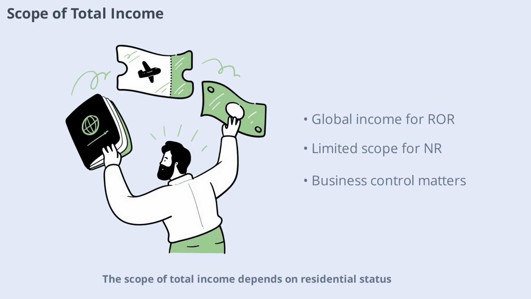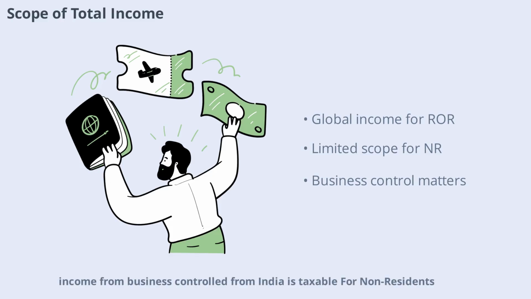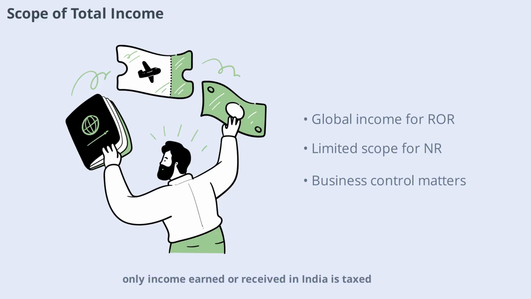Scope of total income depends on residential status. For residents and ordinarily residents, global income is taxable in India. For residents but not ordinarily residents, only income earned or received in India and income from business controlled from India is taxable. For non-residents, only income earned or received in India is taxed. This distinction is vital for anyone with income sources inside and outside India.